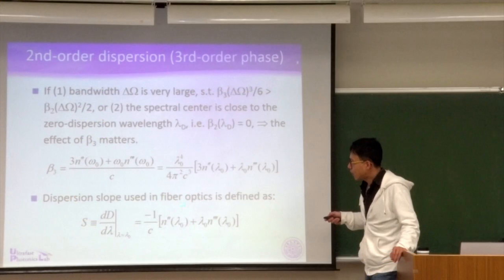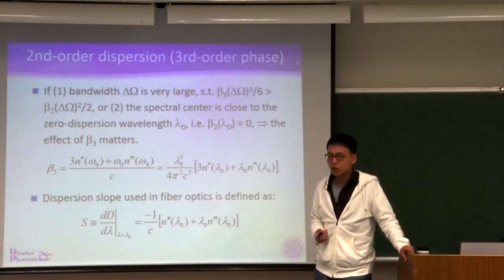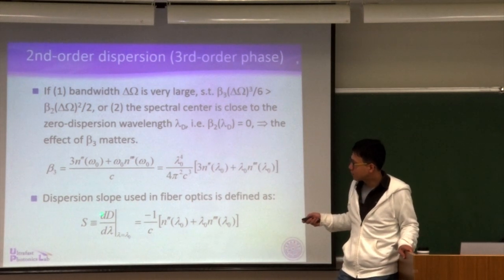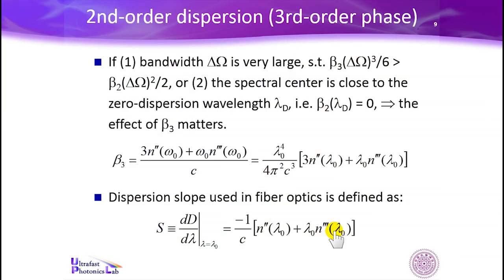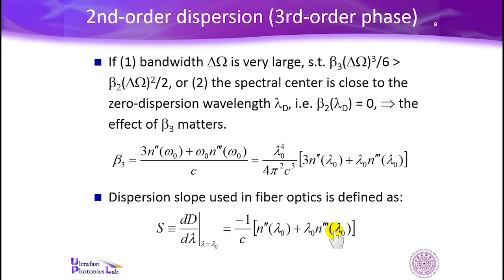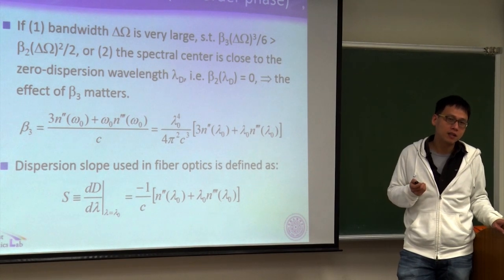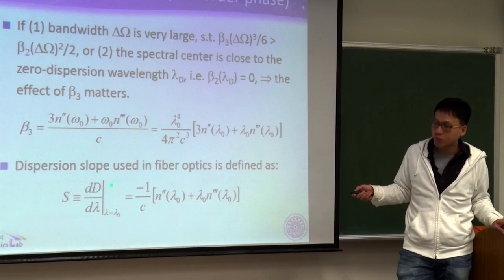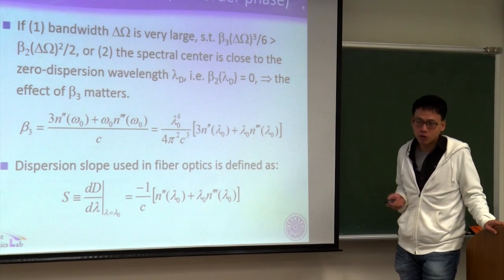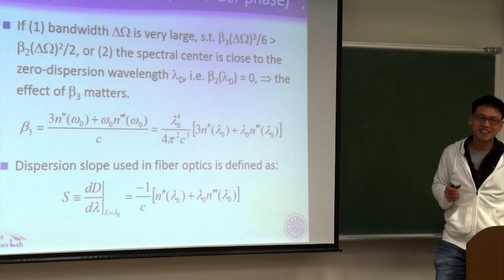And in fiber optics, say you purchase a piece of fiber, you can check the spec. Usually you can find two key parameters. One is big D. What is big D? The GVD parameter related to beta 2, about the quadratic spectral phase modulation, right? The other one is dispersion slope, big S, which is the derivative of big D. Okay? And if you substitute the formula of big D, performing another derivative with respect to lambda, you get this. Okay.